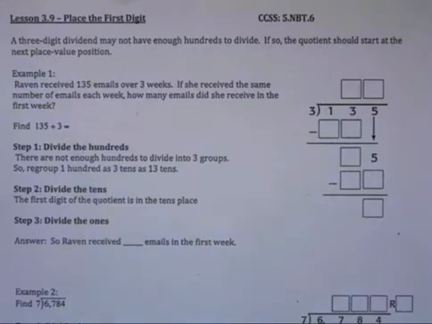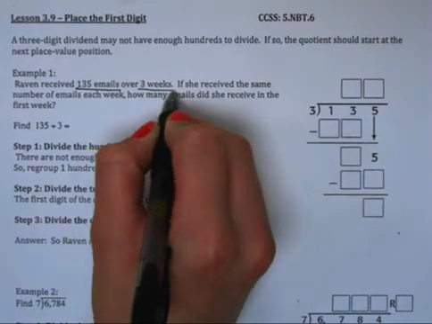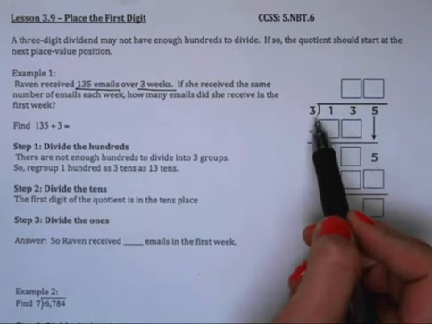Example 1 says, Raven received 135 emails over 3 weeks. If she received the same number of emails each week, how many emails did she receive in the first week? So first of all, we need to underline our keywords. We have 135 emails in 3 weeks. So we are going to do 135 divided by 3.